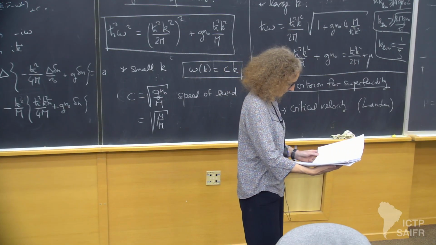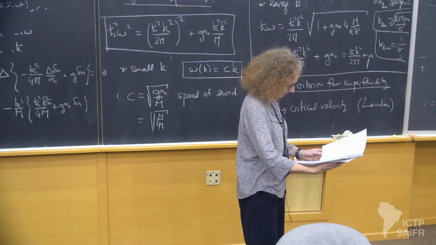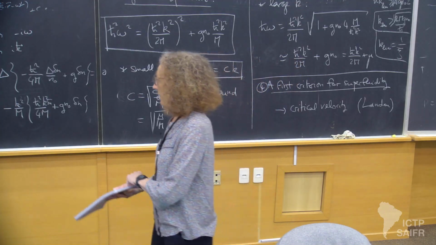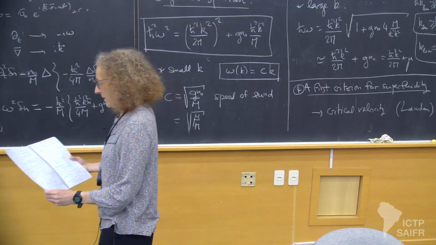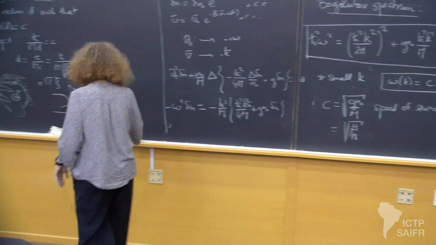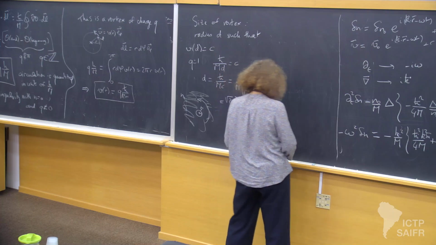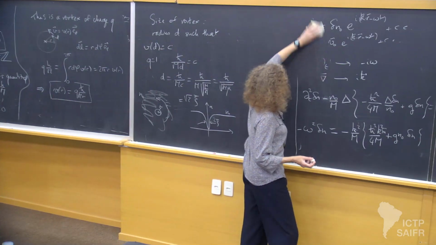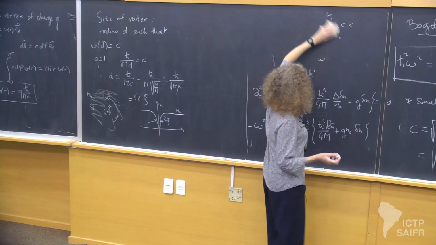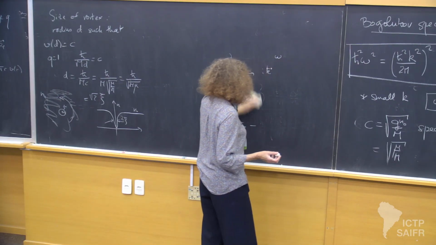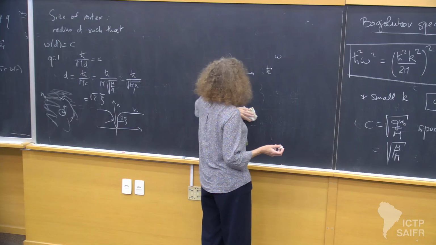Okay. And last remark. So the typical energy for a vortex, so of course the energy of a vortex is essentially in the velocity of the flow. So it's essentially kinetic energy.